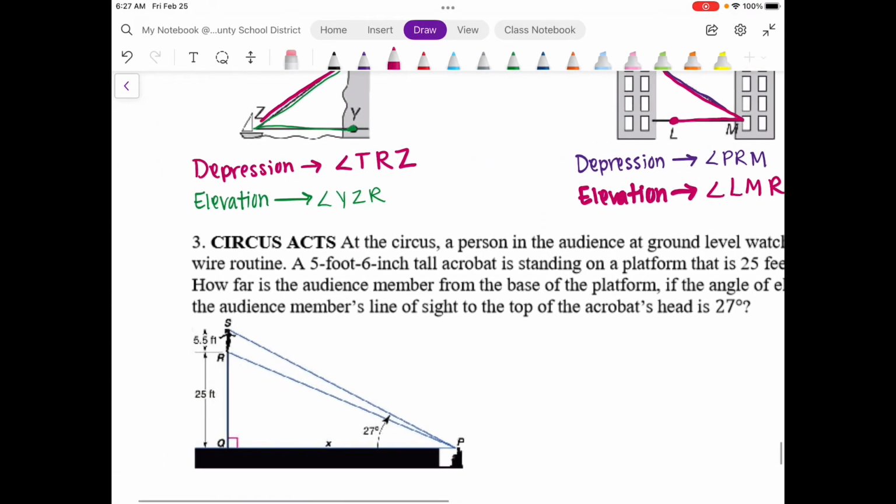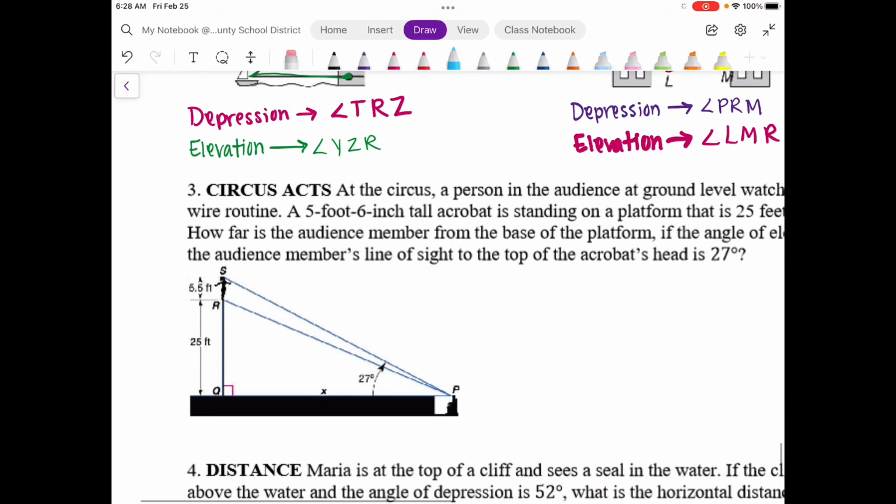Okay, so a lot of these problems are going to be word problems, so we need to figure out what information is important and what we don't necessarily need, or if we need to do a little bit extra work. So this first word problem we have at a circus, a person in the audience is at ground level and watches the high wire routine. So this is a person at the ground level down here.